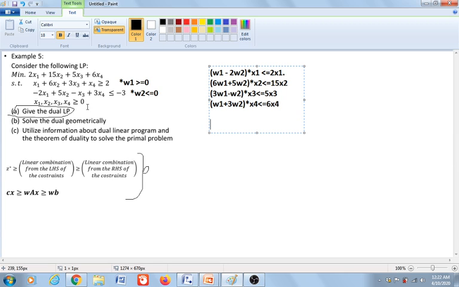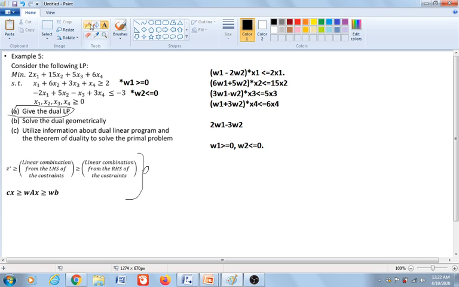And now we need to do the multiplication for the right hand side, so we'll have 2w1 minus 3w2. Okay, and from this one we have w1 positive and w2 negative or 0. Okay, so here we can cancel x1, can cancel x2, can cancel x3, and we can cancel x4.